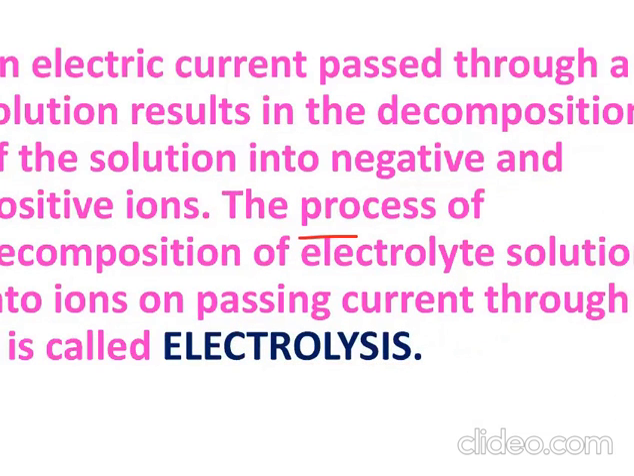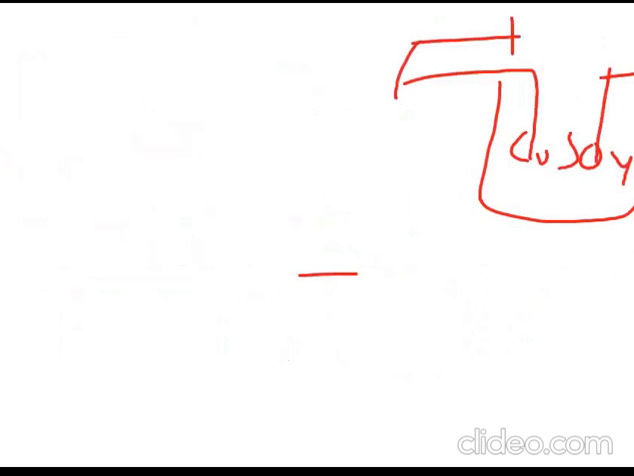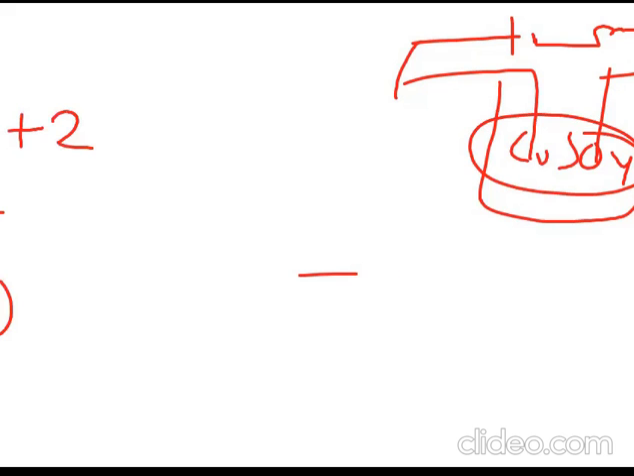You are passing current through a copper sulfate solution. For example, here is your CuSO4, and in this you are passing current. Here is a bulb. Now, what will happen? This copper sulfate solution will get decomposed into ions. This CuSO4, which was initially neutral, gets decomposed into Cu+2 and SO4-2.